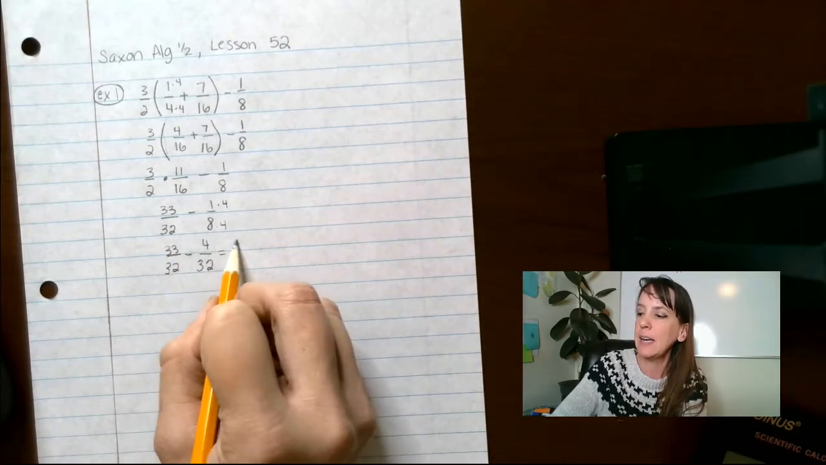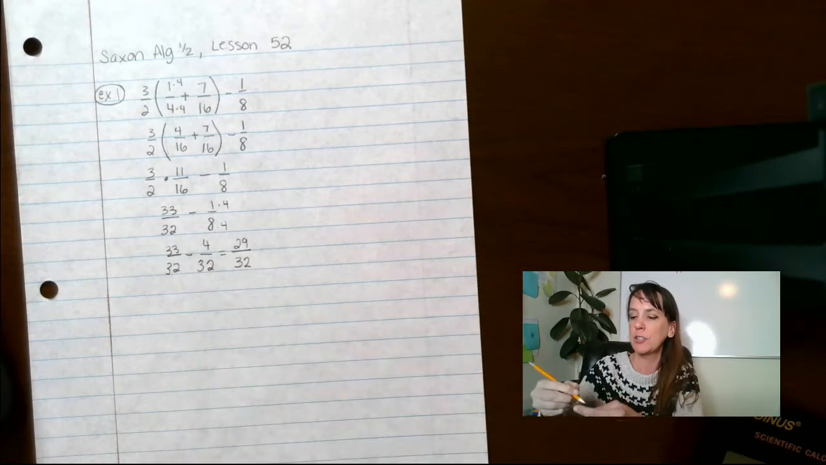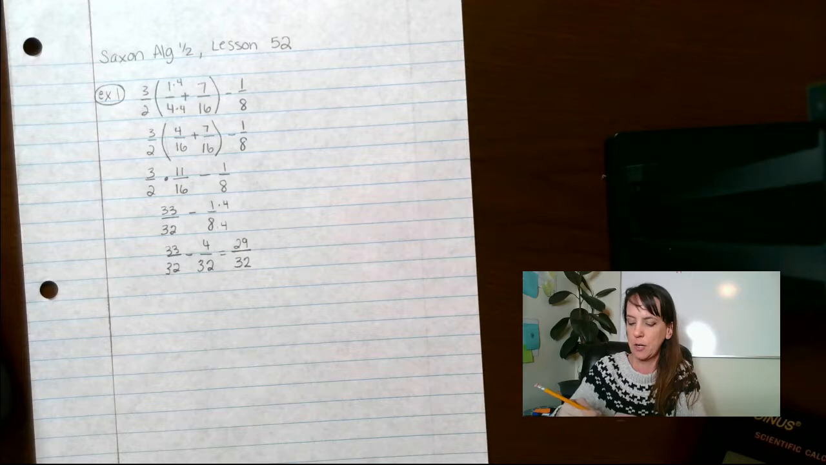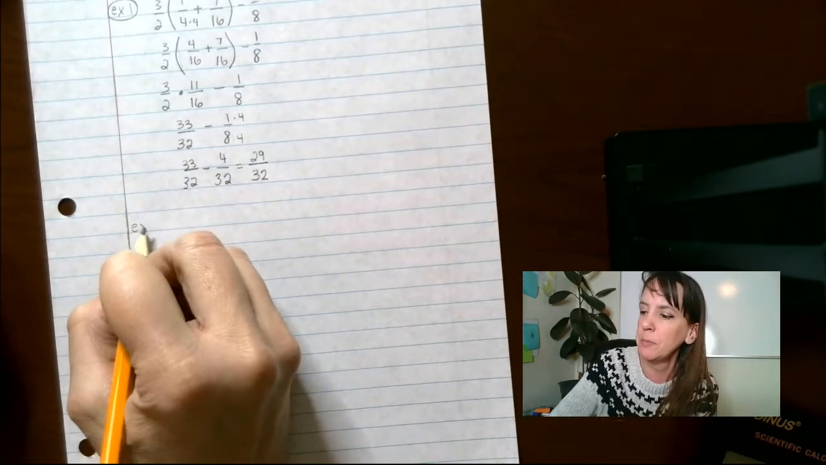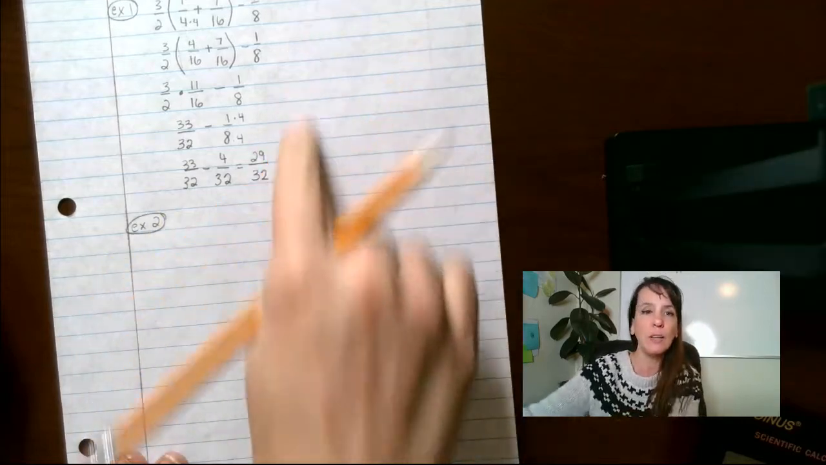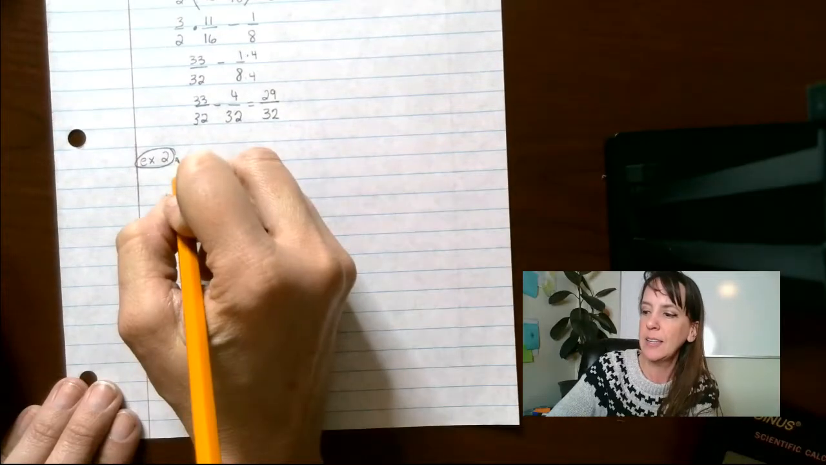33 minus that gives me 29/32. I cannot reduce that any further. 2, 3, and 5 don't go into both of them. So that's it. All right, example number 2. You'll notice that this is taking up like a good half sheet of paper, right? That's going to happen.